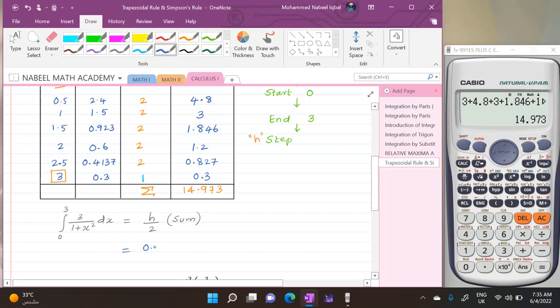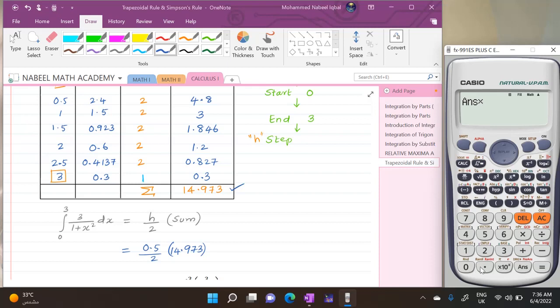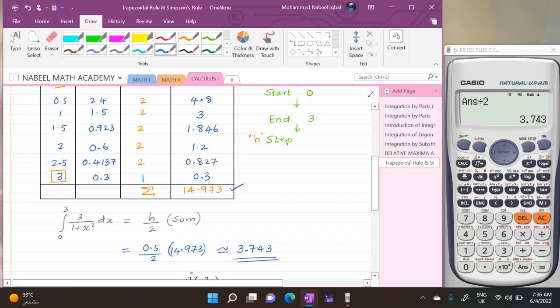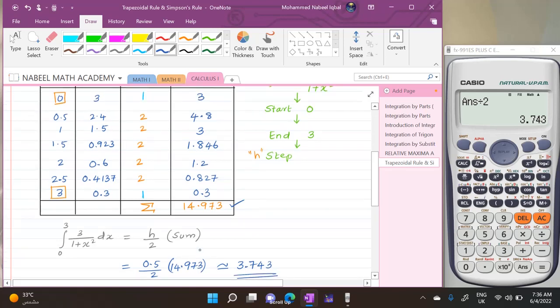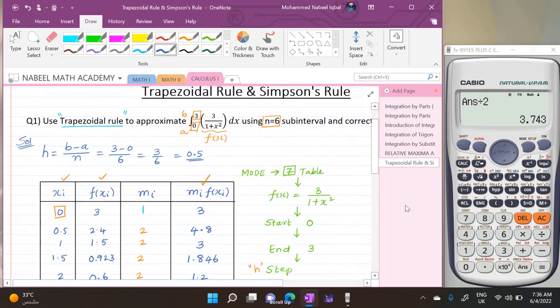So h is 0.5 over 2 and the sum, this is my sum. The sum is 14.973. So I will just multiply here by 0.5. So therefore the answer will be this over 2. So answer is given by, which is approximate to 3.743. So you can check the answer by using the direct method in the calculator. So it should be nearer to this value.